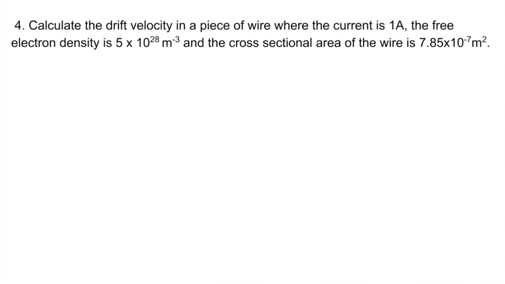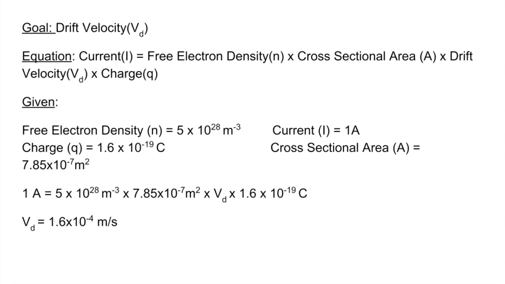All right, again, the goal is the drift velocity, and the equation is the same. The givens are obviously going to be different because it's a different exercise. But again, the same kind of procedure. You have to find the cross-sectional area and plug that in. And you get 1.6 times 10 to the negative 4th meters per second as the drift velocity.